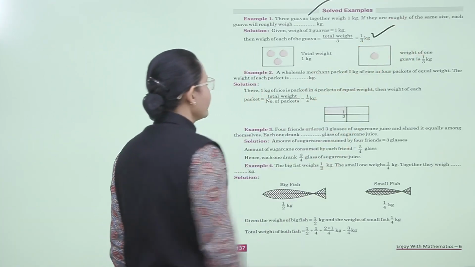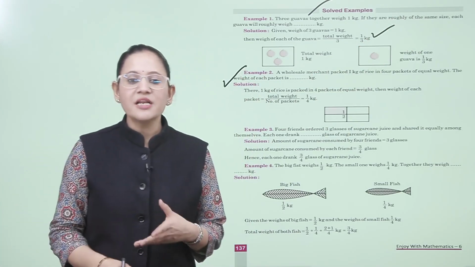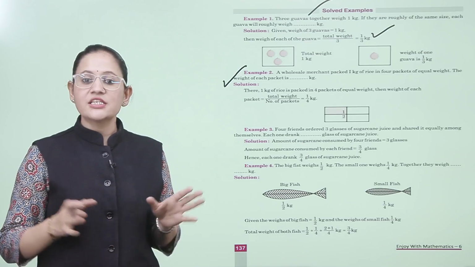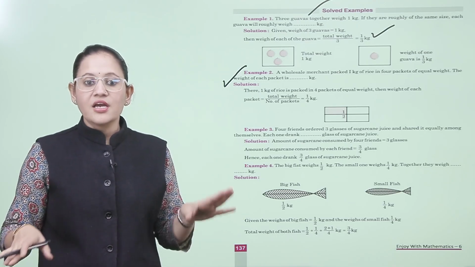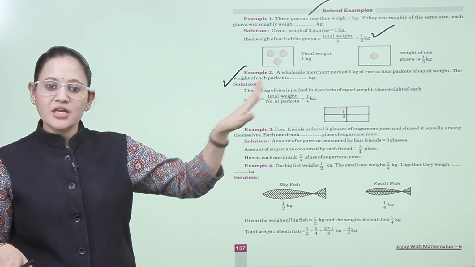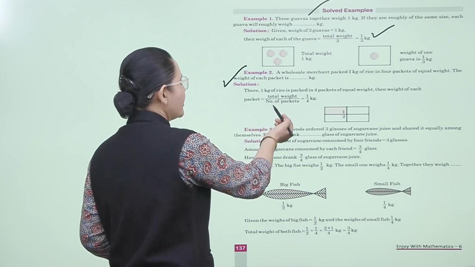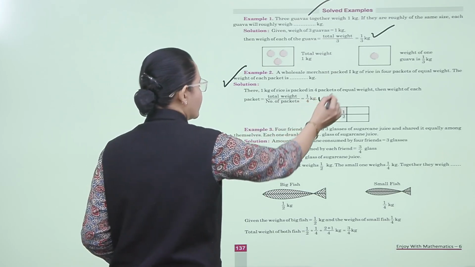Clear? Next example. A wholesale merchant packed 1 kg of rice into 4 packets of equal weight. The weight of each packet: we have 1 kg of rice divided into 4 equal packets. So total weight upon number of packets is 1 by 4 kg.